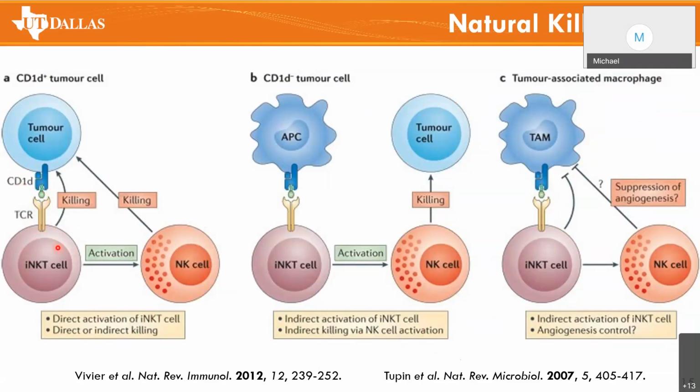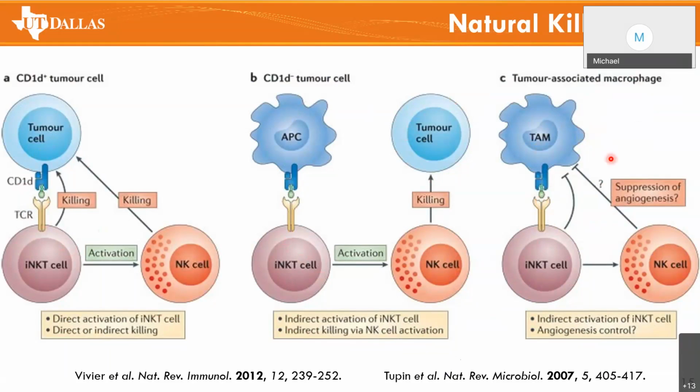Natural killer T cell receptors bind to CD1D, which is an MHC type molecule. It can then directly kill tumor cells, or it can activate natural killer cells to kill tumor cells. Natural killer T cells can also be activated by antigen presenting cells, and then can kill tumor cells by activating natural killer cells. And this is a third way that it helps in reducing tumor cells.